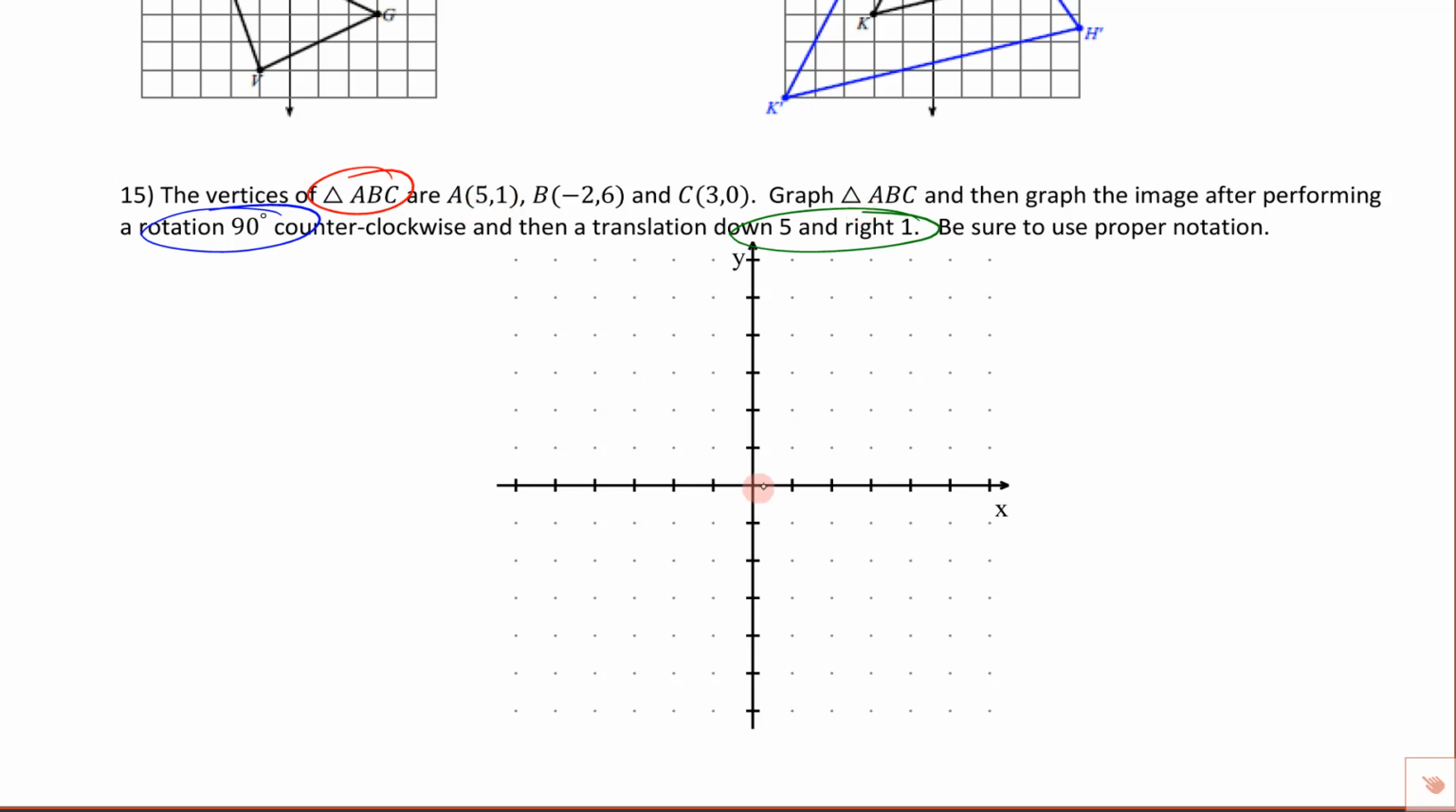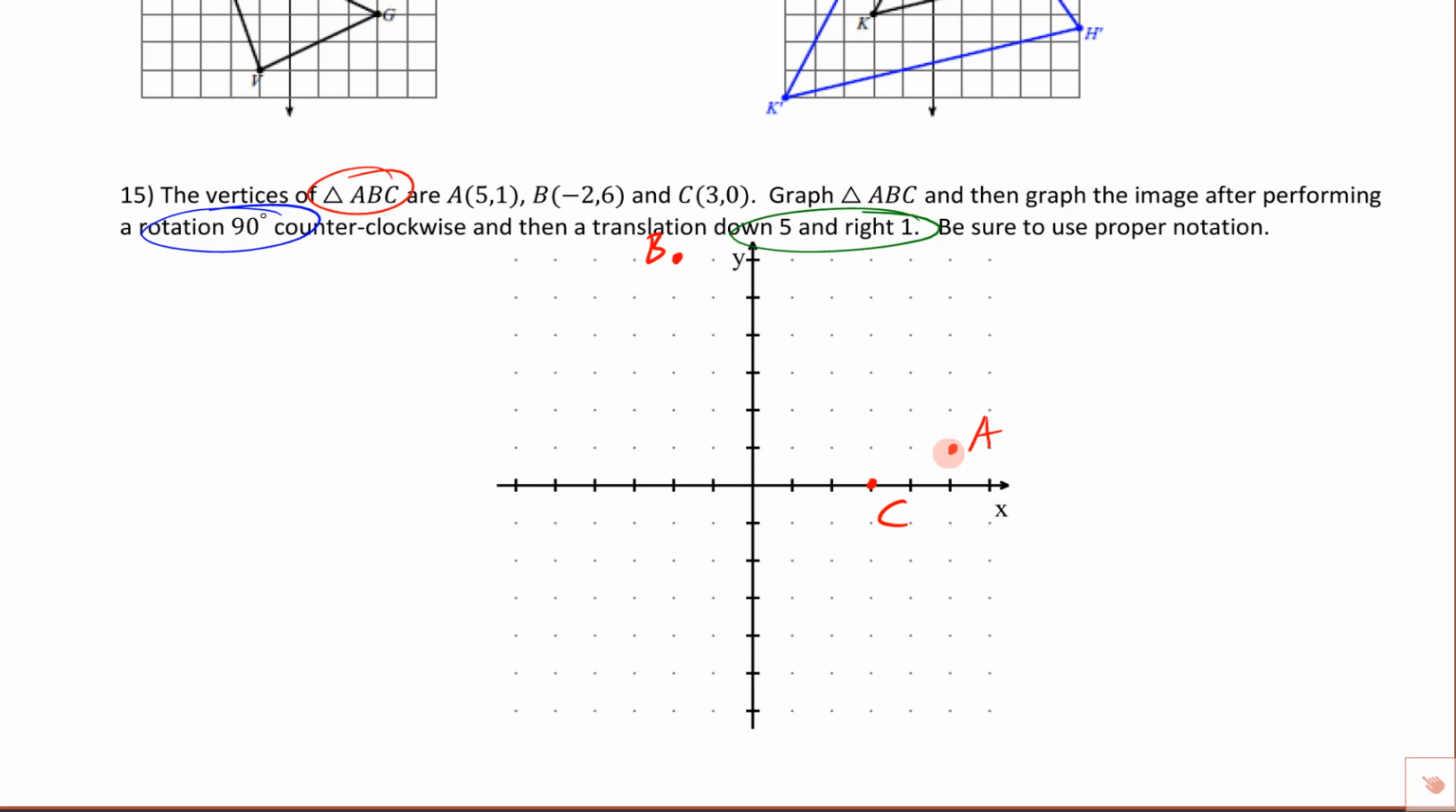5, 1 for A. So over 5 and up 1. Okay, so there's A. And then B is at -2, 6. So B is -2 and 6. Let's see here. So that would be 6 right here. So that's B. Whoops, make that look like a B. And then C is at 3, 0. So here's B and then 3 zeros. So 3, 0 is right there.